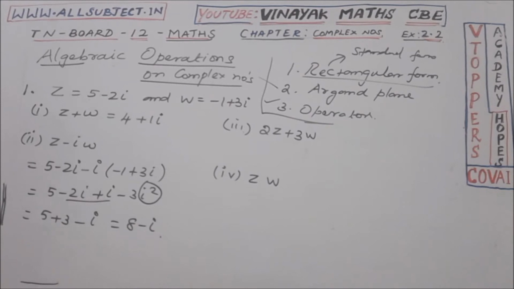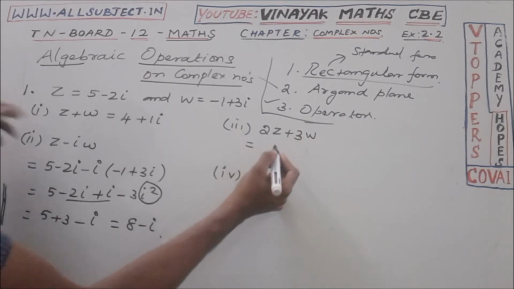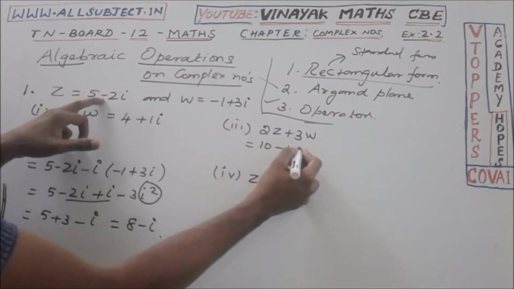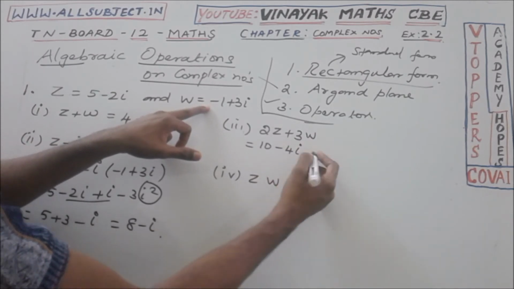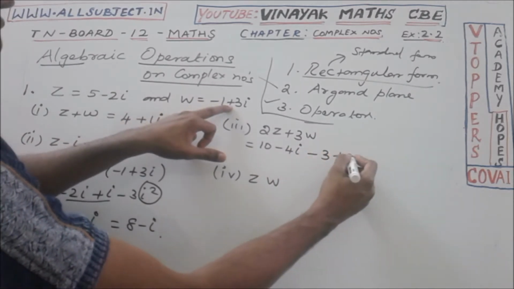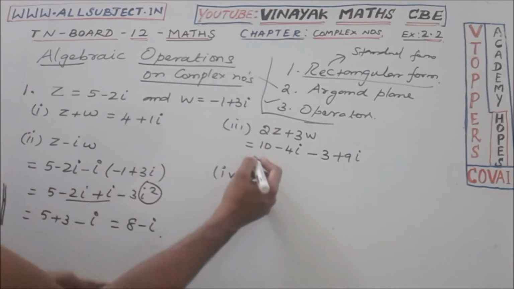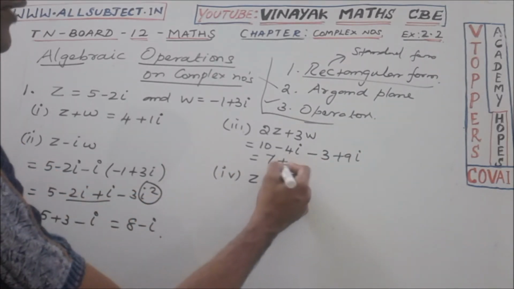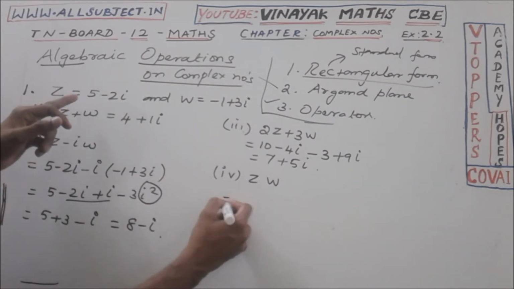8 minus i. Here, 2z plus 3w. Multiply z by 2. That means 10 minus 4i. And then multiply w by 3: -3 plus 9i. Now look at the real part: 10 minus 3 is 7. Then -4i plus 9i is 5i. That's all. This is 2z plus 3w. Then z into w, the product.